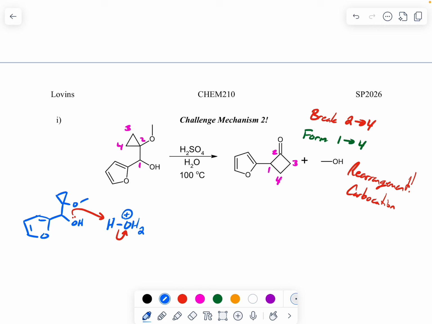If we protonate that alcohol, we will end up with the OH2+ here as a good leaving group. This, of course, is going to then be able to leave. Upon leaving, we now have the carbocation that we desire.